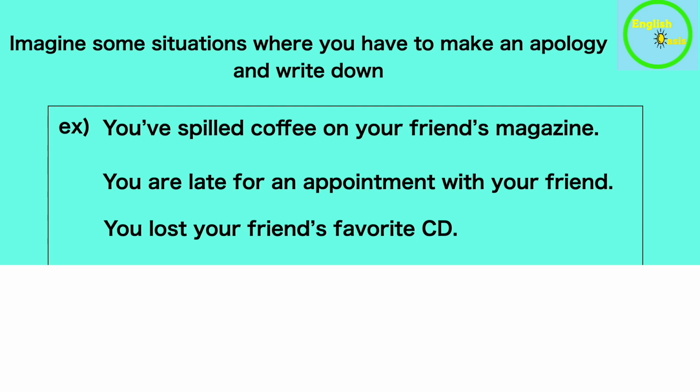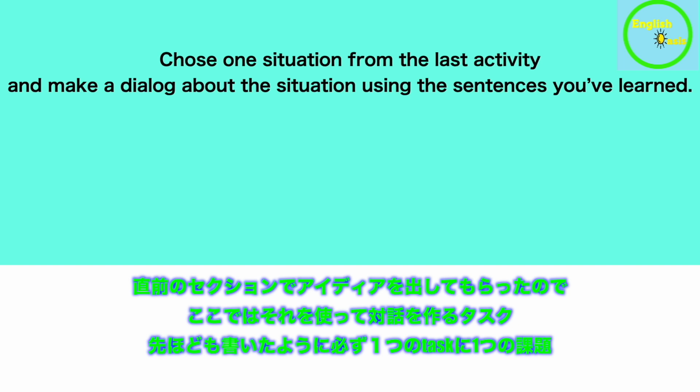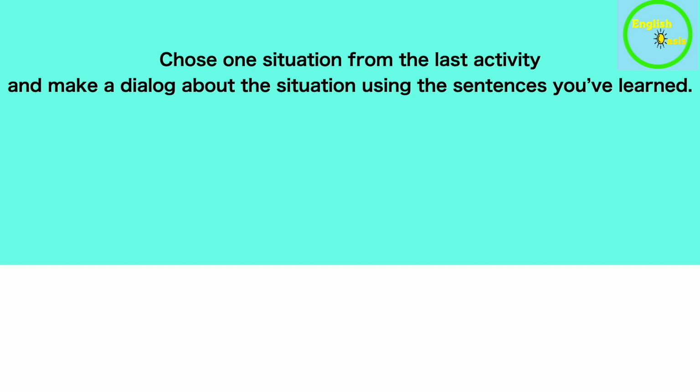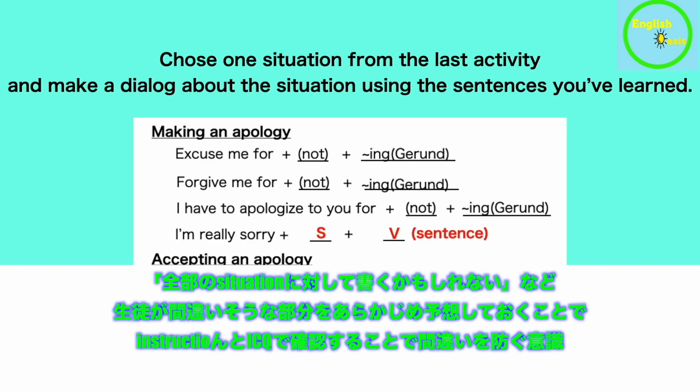Okay, so now let's move on to the last section. Here, let's practice using the sentences. Choose one situation from the last activity and make a dialogue about the situation using the sentences you've learned. You brainstormed a lot of situations. Please choose only one situation. You don't have to choose all of them. Only one is fine.